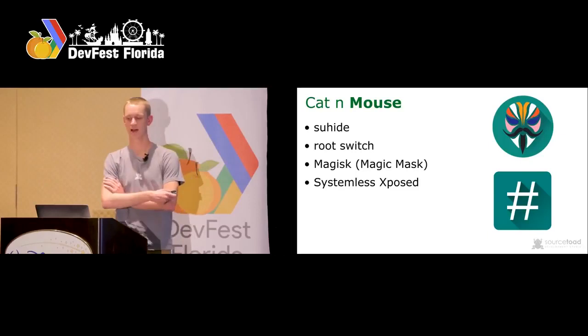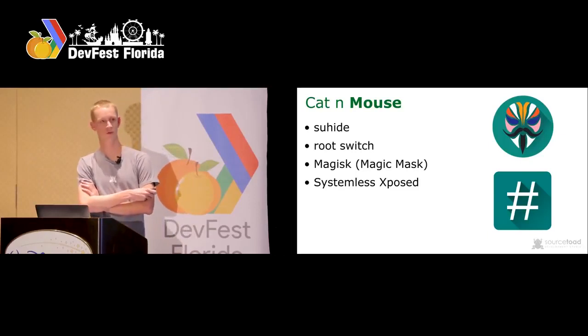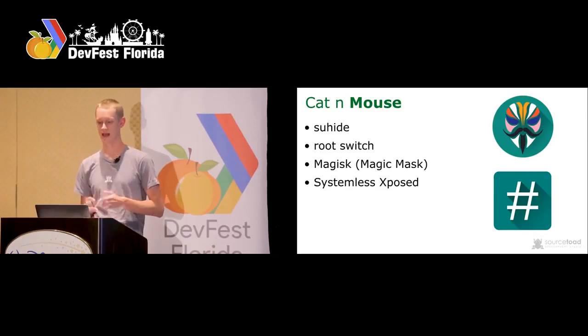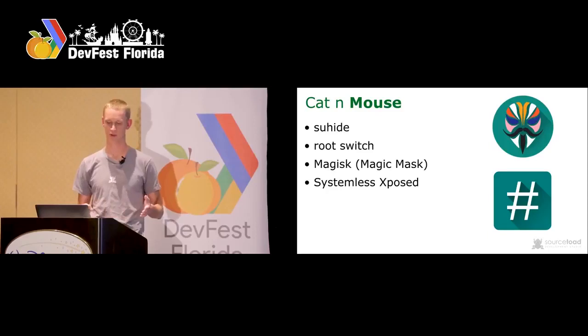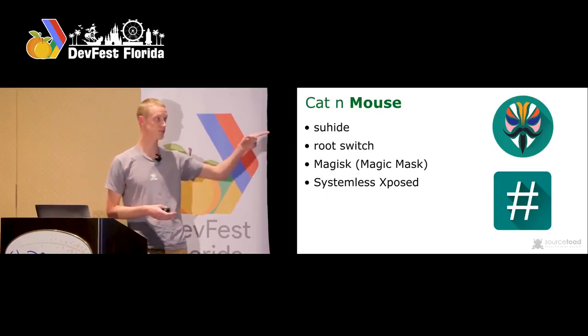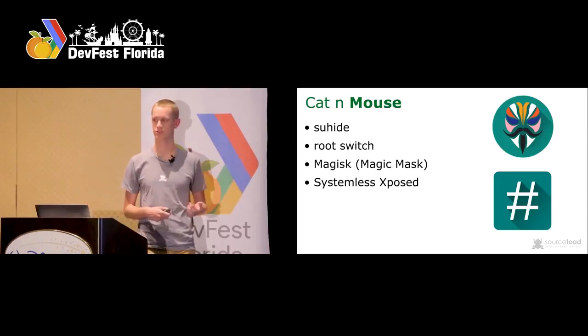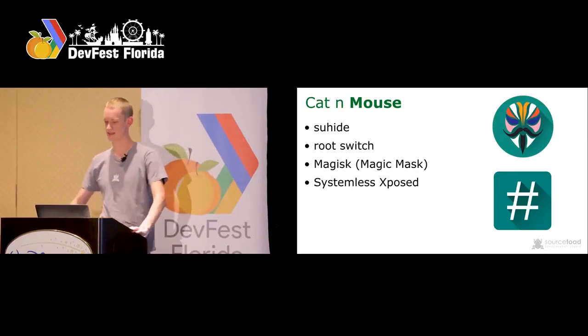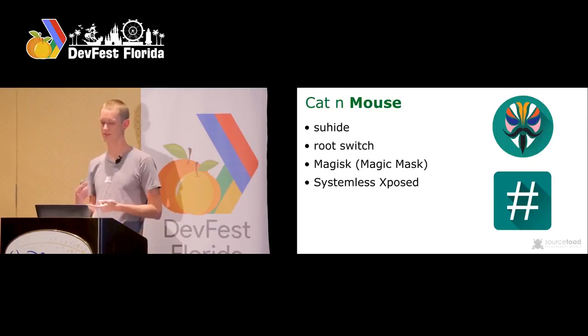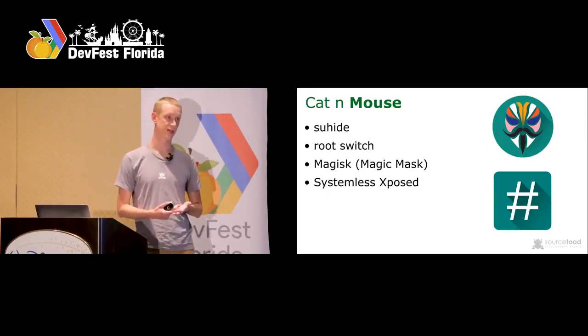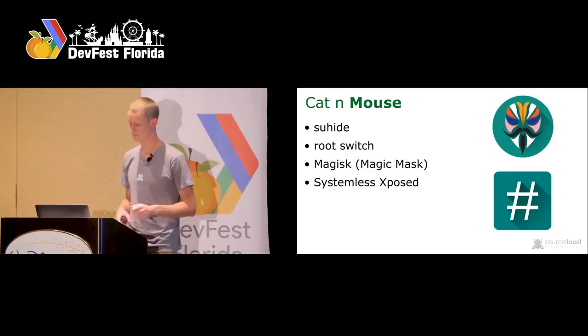We just talked about SuHide, and I did mention Root Switch. Root Switch is an amazing one because, paired with Magisk, you can say, hey, I don't want to be rooted for this game, but I want to be rooted for this game. And it's smart enough to do it. Systemless Xposed is really the only way to install Xposed in this day and age, because if you install it to your system, you're immediately going to fail SafetyNet. And what fun is a phone if you can't use Netflix, bank apps, any of the games that are using it? Systemless is the only option.